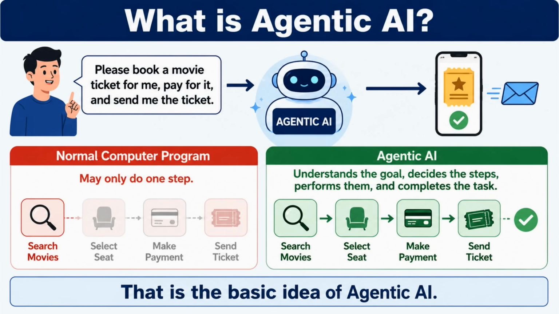In this video I will explain what is Agentic AI. Imagine you ask an Agentic AI, please book a movie ticket for me, pay for the ticket and send me the ticket. Agentic AI understands the goal, decides the steps, performs them and completes the task. This is the basic idea of Agentic AI. In case of a normal computer program, it may only do one step.